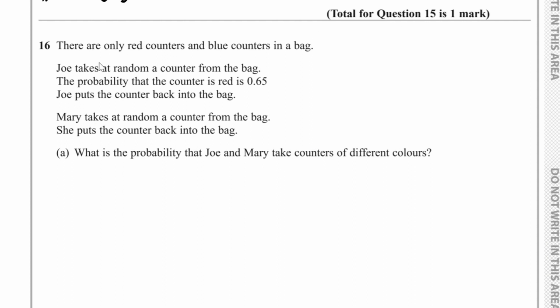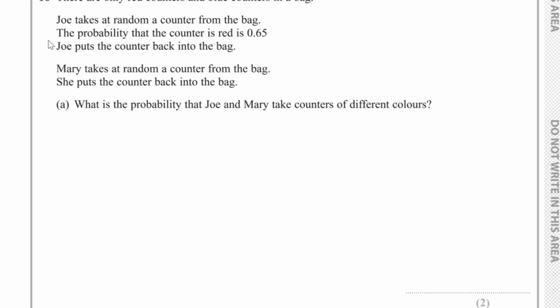Question number 16. There are only red counters and blue counters in a bag. Joe takes at random a counter from the bag. The probability that the counter is red is 0.65. Joe puts the counter back in the bag. Mary takes at random a counter from the bag. She puts the counter back into the bag. For part A, what is the probability that Joe and Mary take counters of different colours?